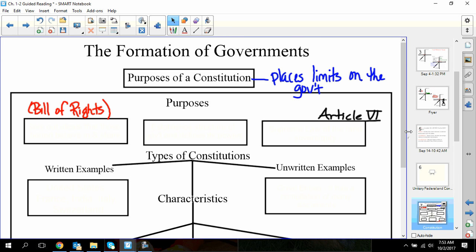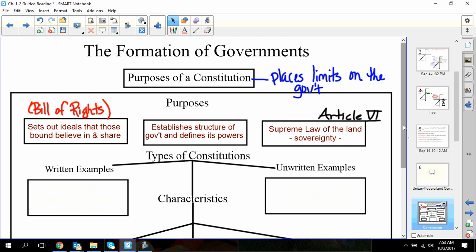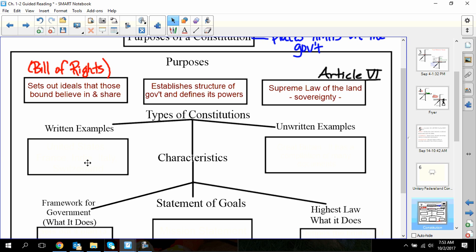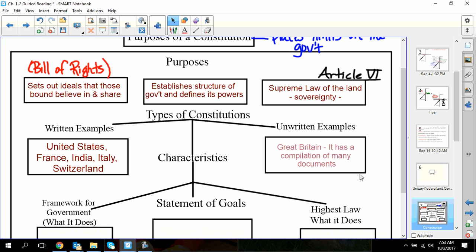Okay. You filled out the front side of this, and so I just want to make sure that we review it. The purposes of a constitution: it places limits on the government, and we went through this kind of thing. It sets out the ideals of those bound to believe in. It establishes a structure, and it says it is the supreme law of the land. Written examples of constitutions are the United States, France, India, Italy, and Switzerland. Unwritten examples are Great Britain, because it doesn't have one constitution, it has many.